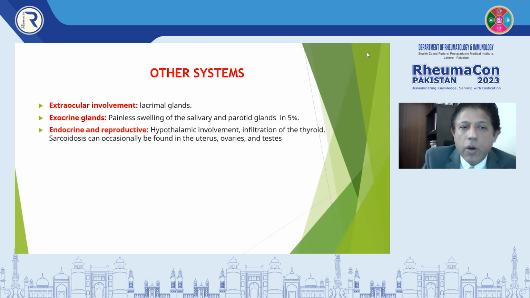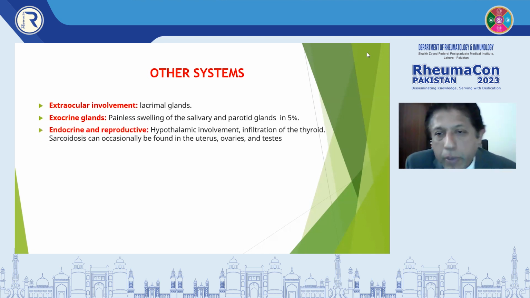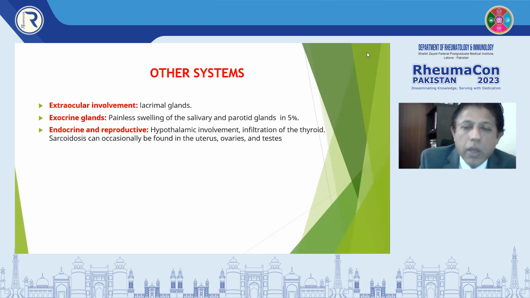Endocrine and reproductive organs can be involved, such as hypothalamic involvement with subsequent manifestations, and infiltration of the thyroid gland. The uterus, ovaries, and testicles can have their own implications.